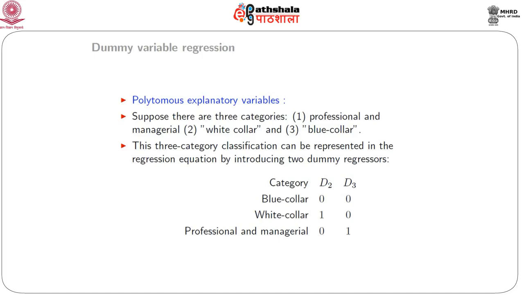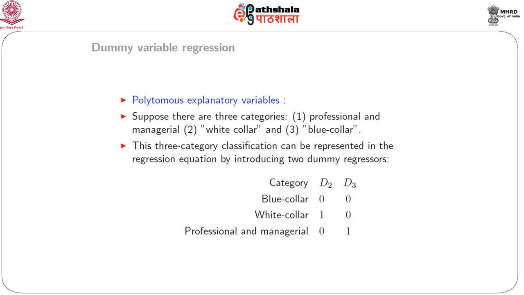Now suppose we have a polytomous dummy variable. What do we mean by polytomous? In the previous example, we talked about the dummy variable which takes two possible values, 1 for male and 0 for female. There could be a situation where, other than male and female, there are different categories, and the dummy variable could be used to categorize all of them.